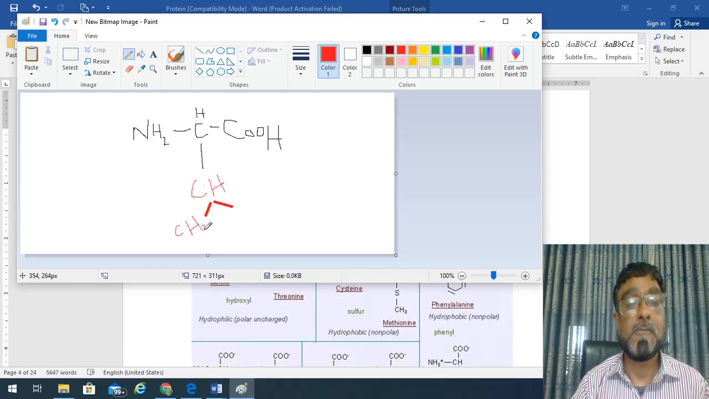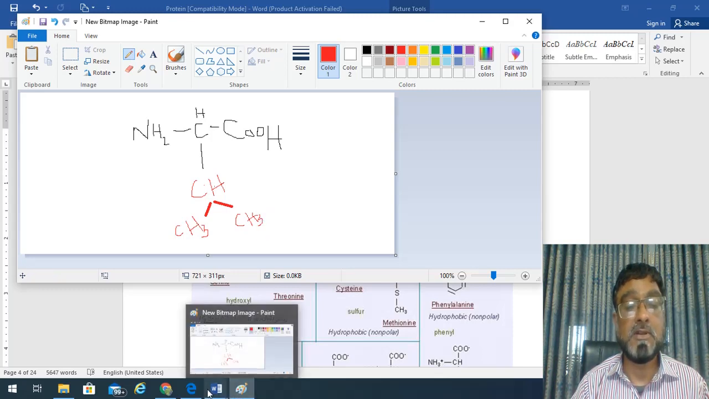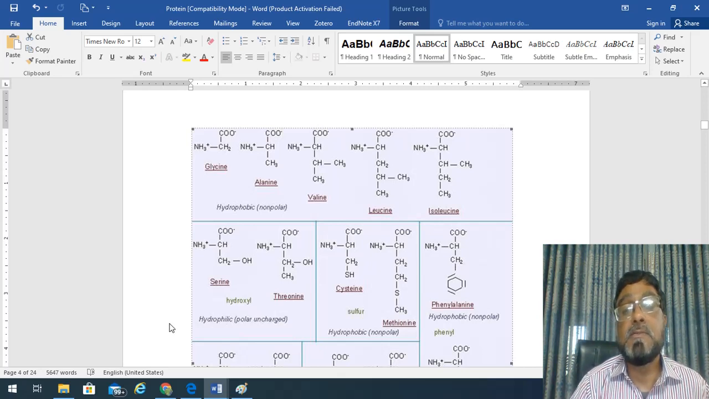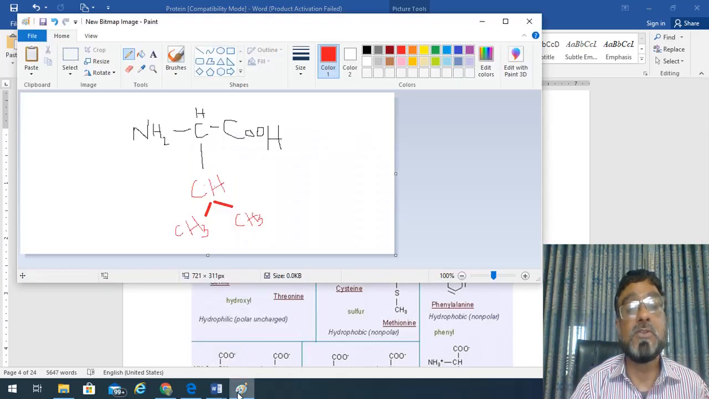CH3 and CH3. So remember, it's a branched amino acid. This is the valine. Similar is the case with the leucine. You are adding a CH2 here at that point. So you are actually adding a CH2 here.